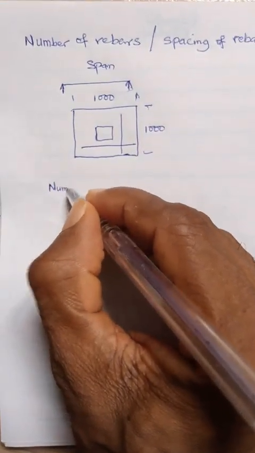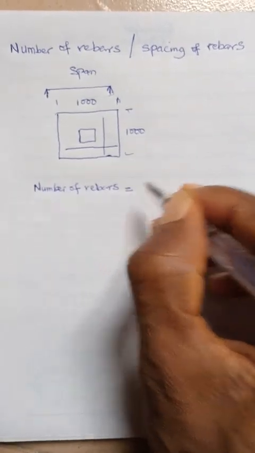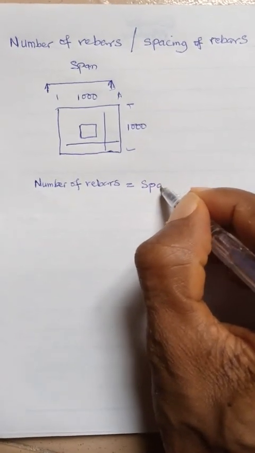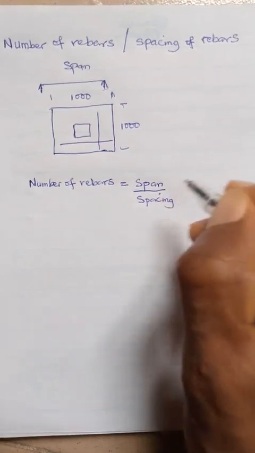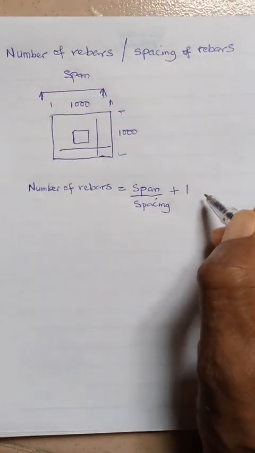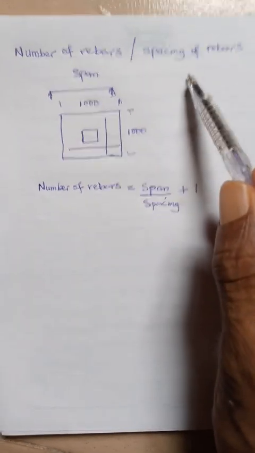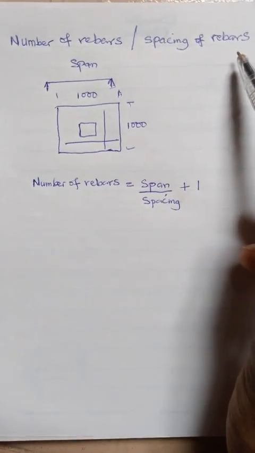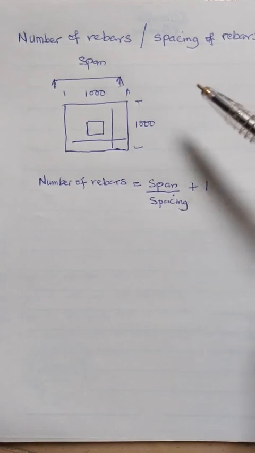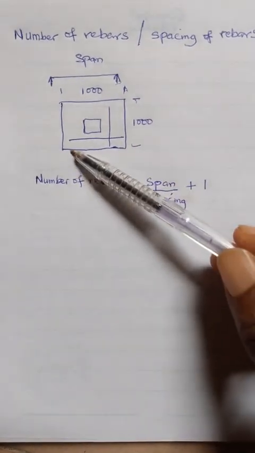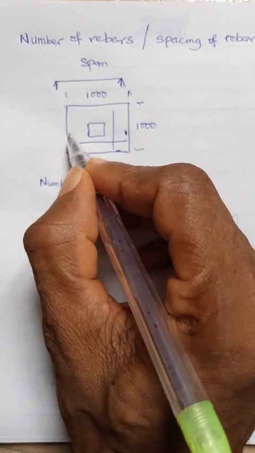To get the number of rebars, that is reinforcement bars, it is equal to the span divided by the spacing, plus 1. So this will give us the number of rebars. Now this number of rebars is quite different from the spacing of rebars. The number of rebars talks about the number of rebars that will cover that span, from this point to this point.